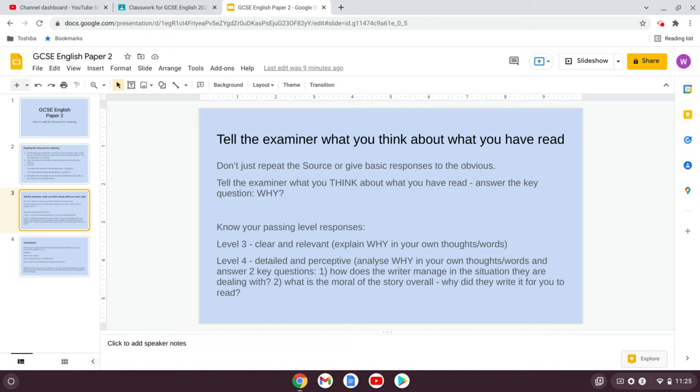So analyze why in your own thoughts and words, and think about answering these questions. How does the writer manage in the situations in which they find themselves, in which they're dealing with? Are they happy, sad, scared, confident, negative? Why? And why did they write it in the first place? What's the moral of the story? What's the overall big picture and the point that they're trying to get across to you and share with you? Why are they writing this for you? What are you taking away as the reader from their experiences and their opinions?